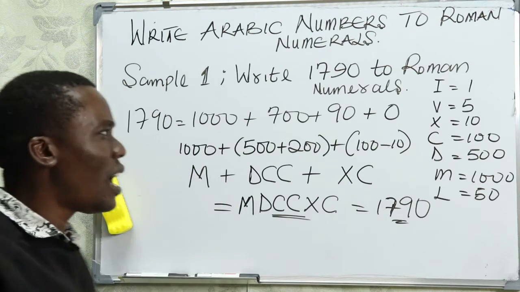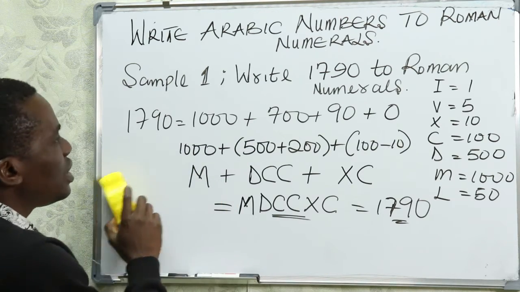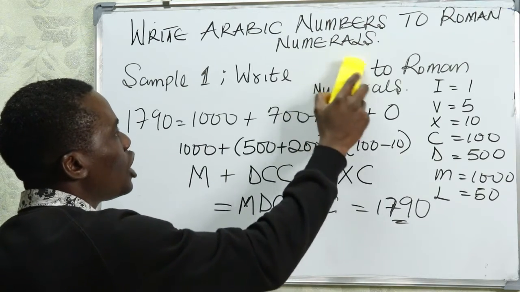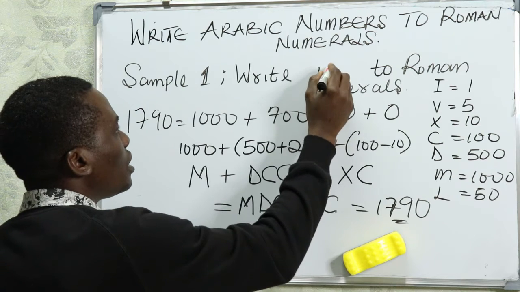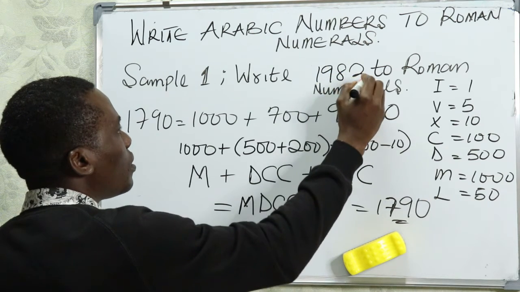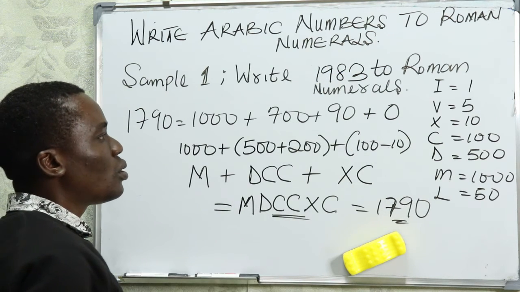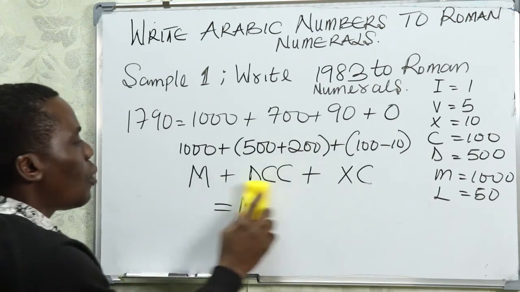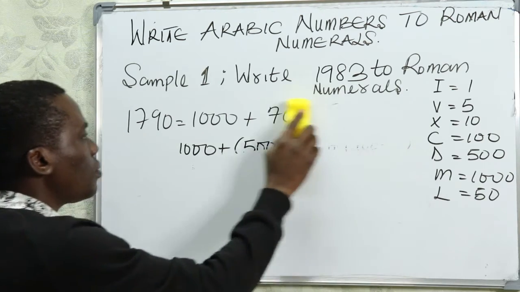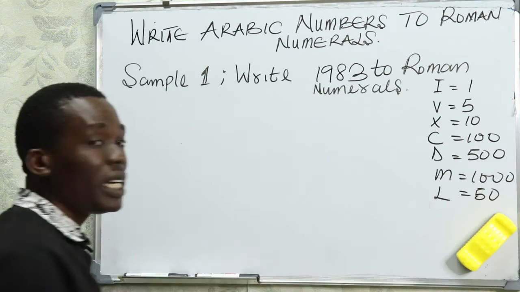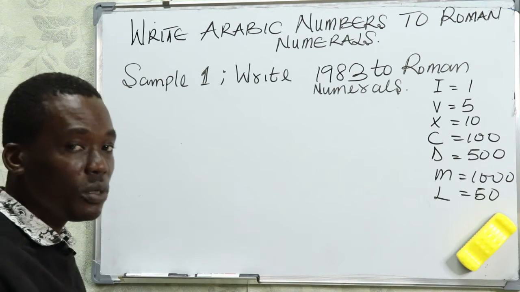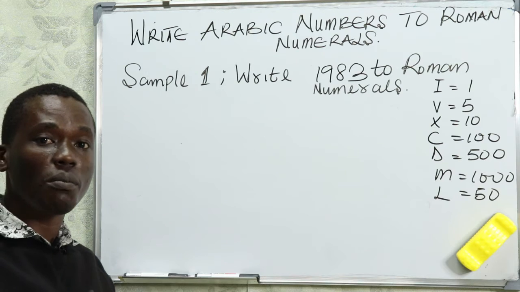Now let's look at another good example, and in this example we will be asked to change 1983 to what? To Roman numeral. Now let's see how we go about doing this. If you are asked to change 1983 to Roman numeral, the simplest thing you need to do, as we did, the first step is to do what?